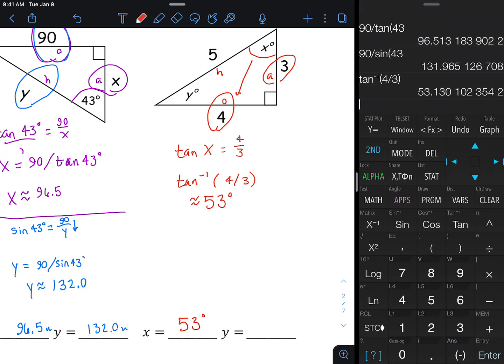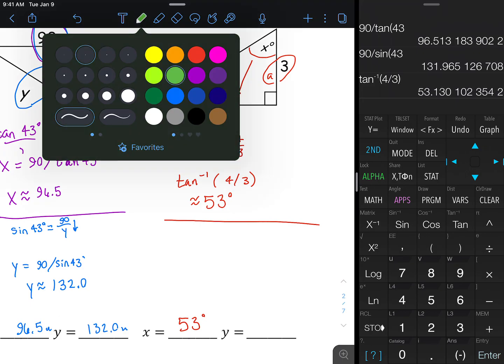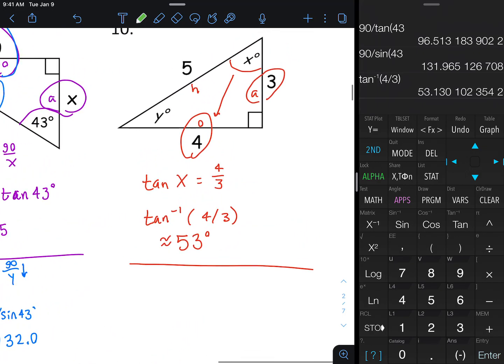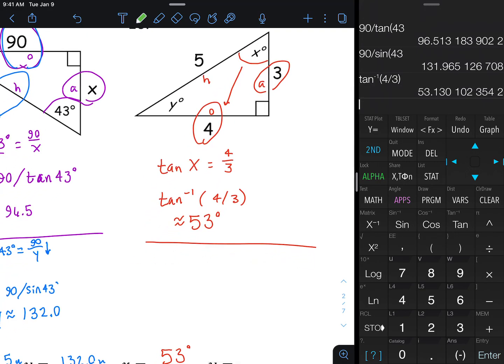Now, two ways you can go get y from here. If you're confident that you got 53 degrees correct, you could say, hey, the two acute angles of a right triangle need to add up to 90. So you could just do 90 minus 53, and that'd get you 37 degrees. If you're not confident in your answer, or if you want to double check that everything adds up at the end, you could just do another trig function.